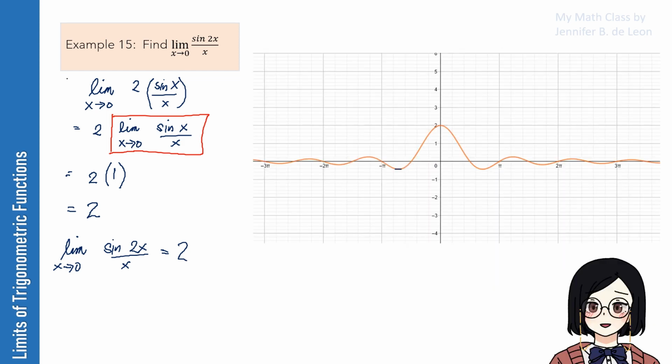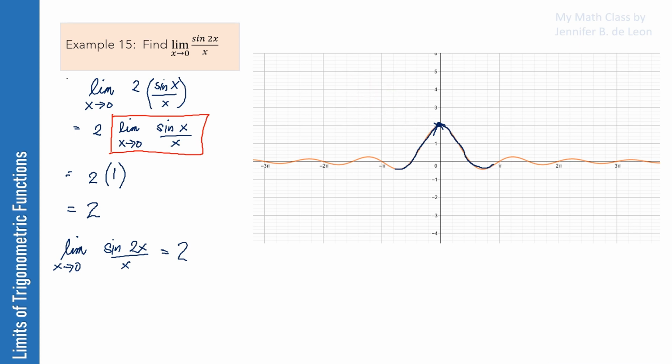As x approaches 0 from the left, we will get 2. On the other hand, as x approaches 0 from the right, we will also get 2. Thus confirming our answer that the limit of sine 2x over x as x approaches 0 is 2.